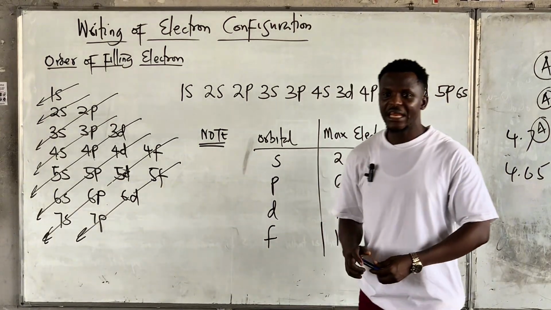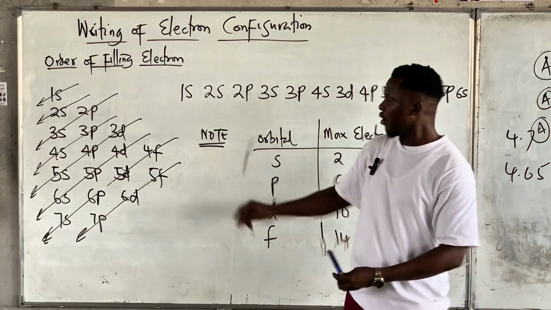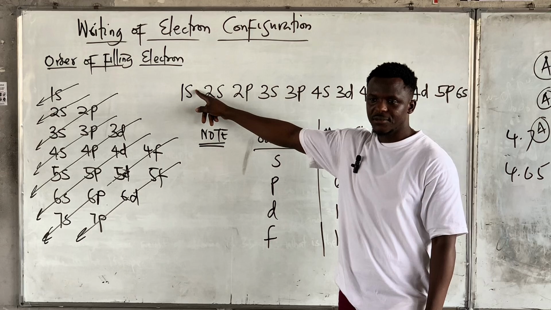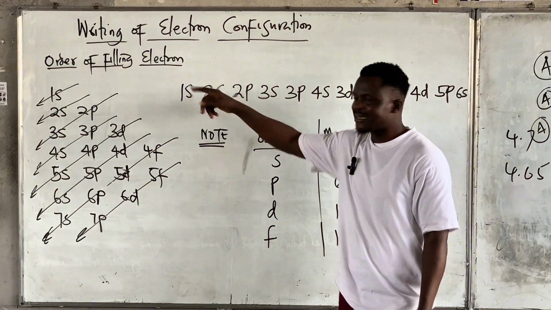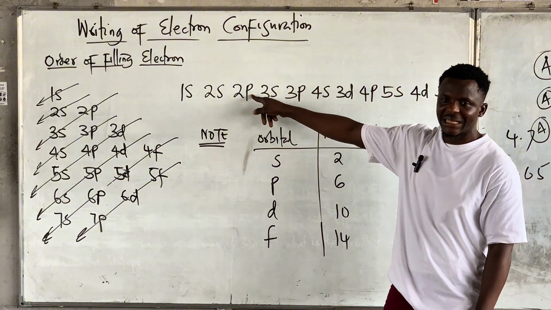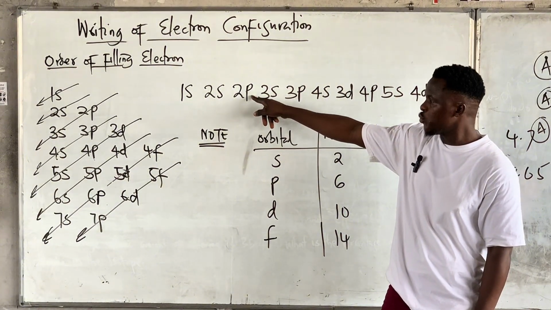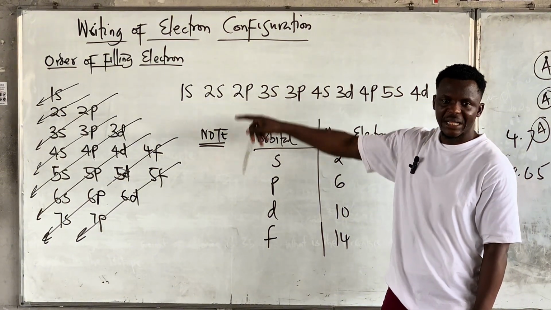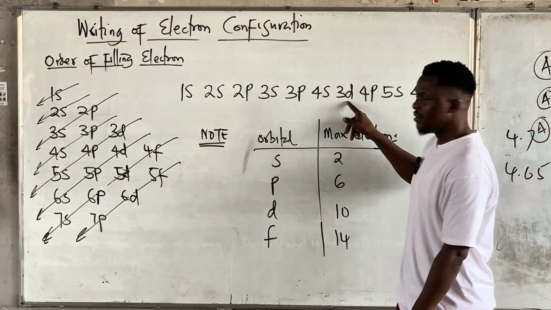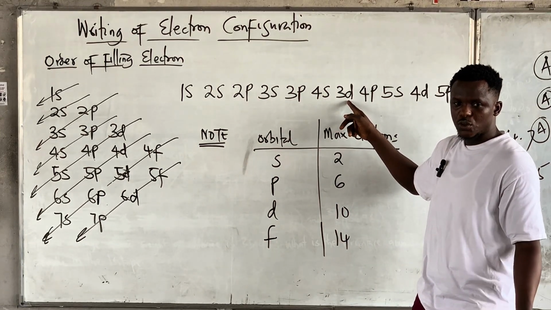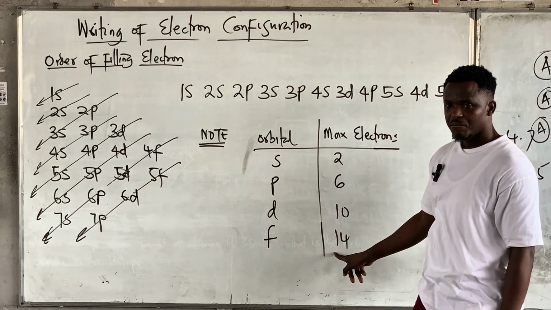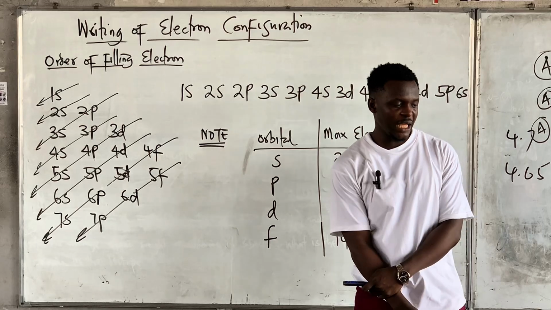That means when you're filling electrons, you cannot put more than 2 on the S. S can hold 1, yes, but the highest number that S orbital can take is 2. P, the highest number P can take is 6. P can hold 1, P can hold 2, P can hold 3, up till 6. D can hold 1, D can hold 2, up till how many? 10. F can hold up to how many? 14. So that is that for that.